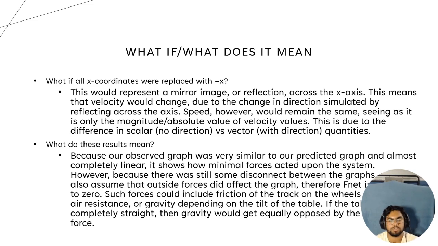And then what do these results mean? So because our observed graph was very similar to our predicted graph and almost completely linear, it shows that there are minimal forces acting on the system, but there was still some disconnect between the graphs, which means that the net force was not zero. And such forces can include friction or air resistance or gravity, depending on the tilt of the table. And therefore, it did not follow Newton's first law because the object was acted upon by an external force.